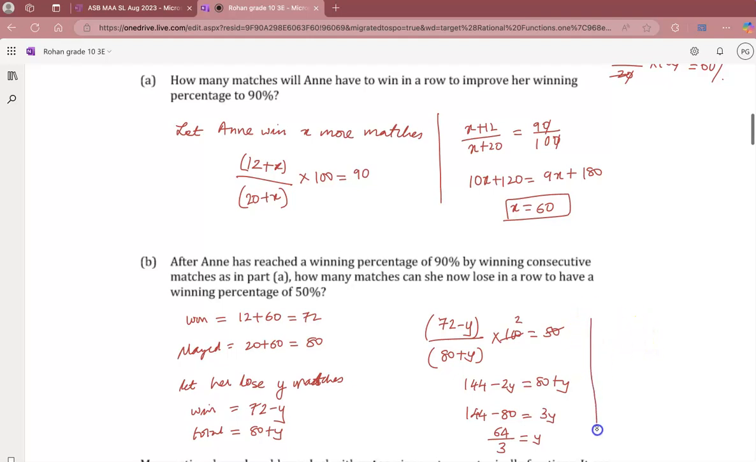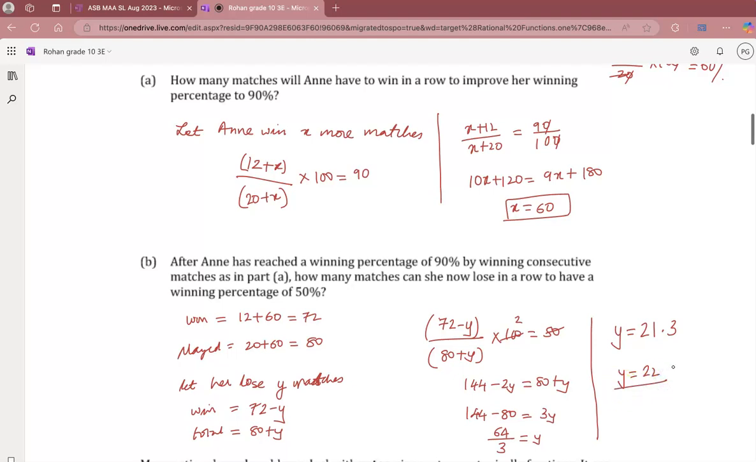String fraction. You have 20% of 50% around basically. So that means how much is it? What is 64 upon 3? If 3 2s are 6, 3 1s are 3, and 3 3s are 9, so 21.3. So around 22 matches.